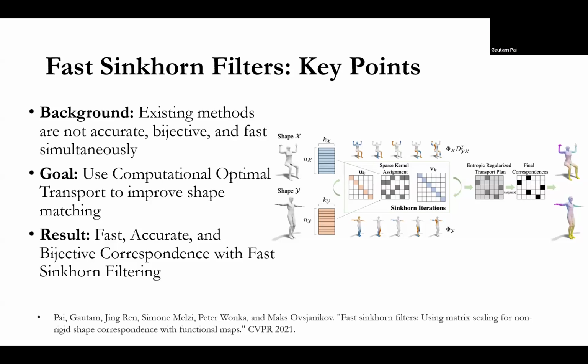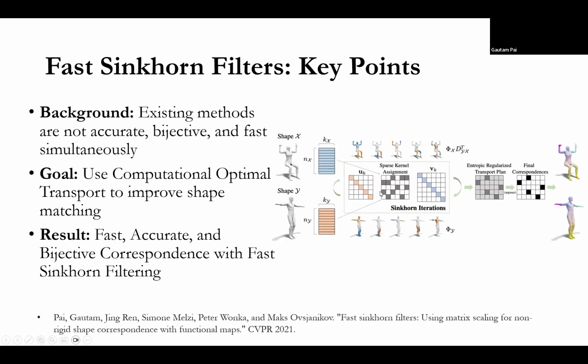And what we did was, once you get the functional map, you think of these two shapes as just point clouds in high dimensional space with spectral coordinates, and do optimal transport in this space. So this was basically the pipeline. You have your spectral coordinates for shape X and shape Y.